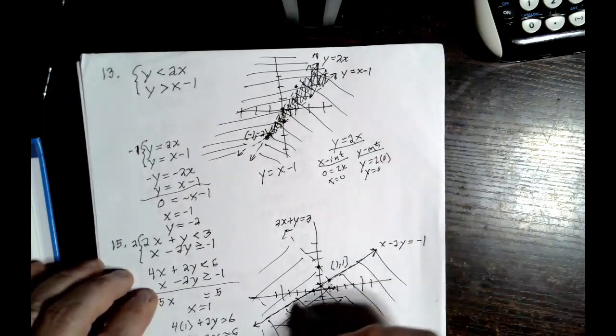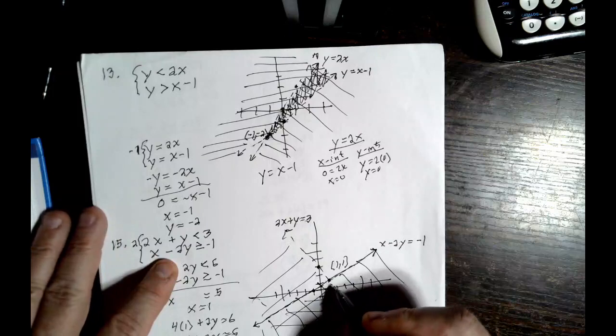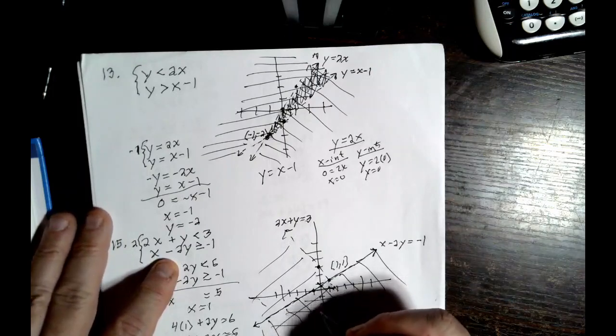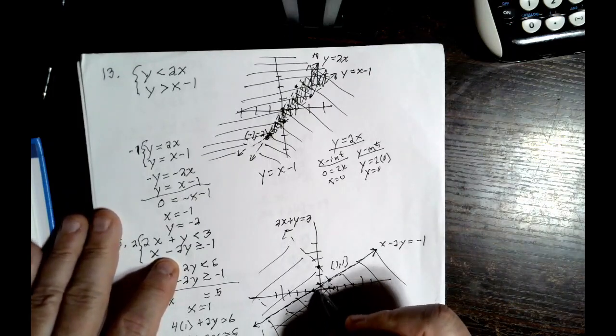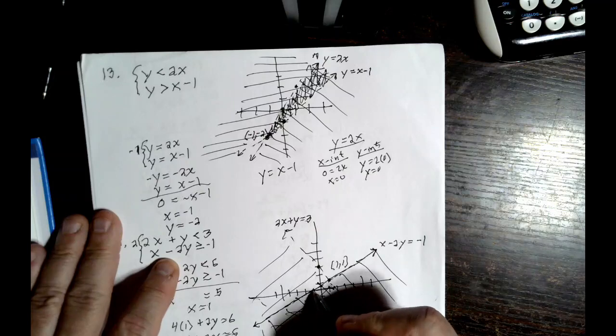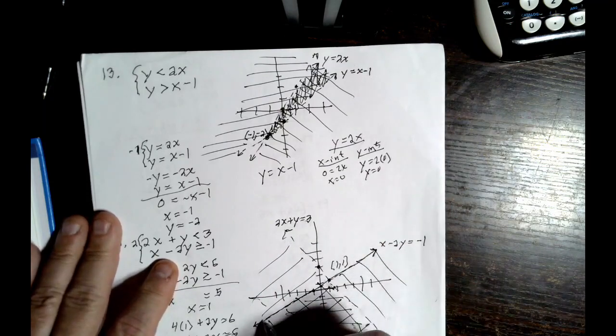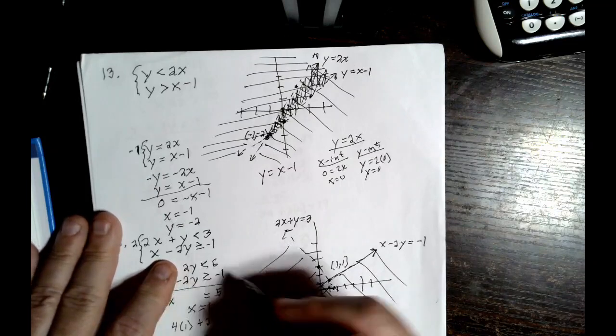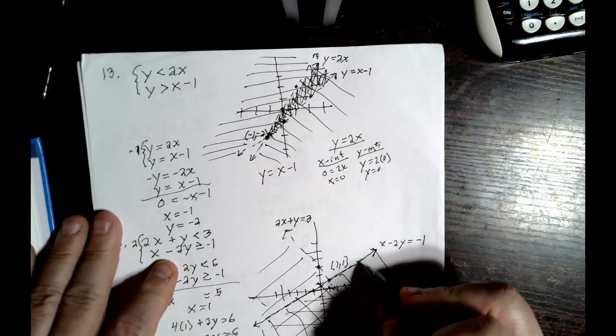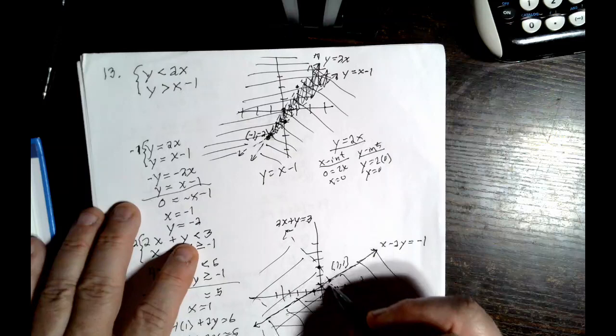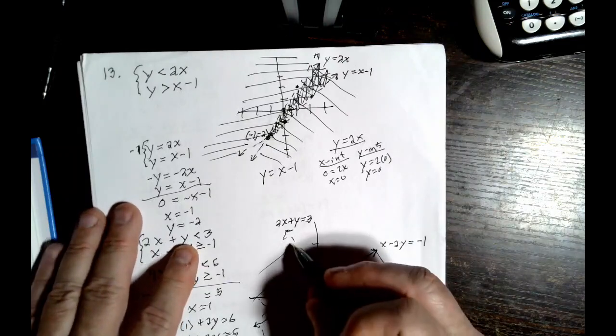Okay, and with each one of these, if you try and find a point on this graph, you can find some points pretty easily. I found the point negative 1, 0 for this guy. Okay, and for this one I found 0, 3. And so all you need are 2 points. This one has equality, so it's a solid line. This one does not have equality, so it's a dotted line.